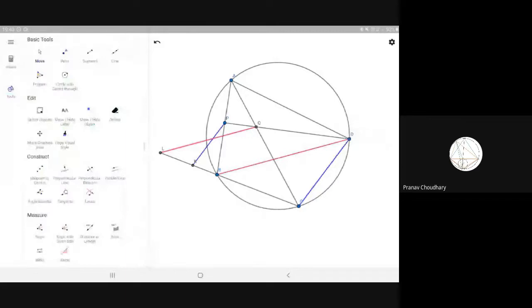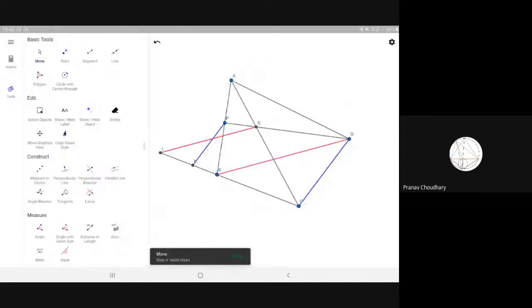Yeah, so this is the problem. I'll just explain it. ABCD is a cyclic quadrilateral, right? And P is a point on AB, and DP intersects AC at point Q.